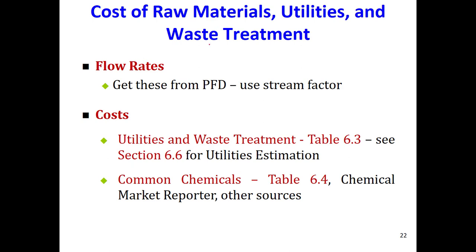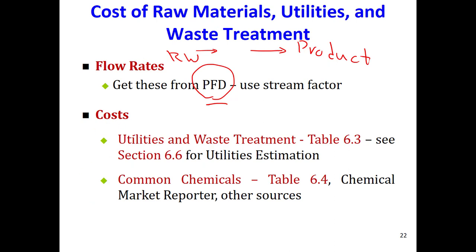Raw material is really related to the flow rate, the production rate. We use a PFD, process flow diagram, to calculate that. We know how much raw material we need and how much product we have, raw material and product, right? So we can use the PFD. That information is available in the process flow diagram, and we use the stream factors to calculate that.